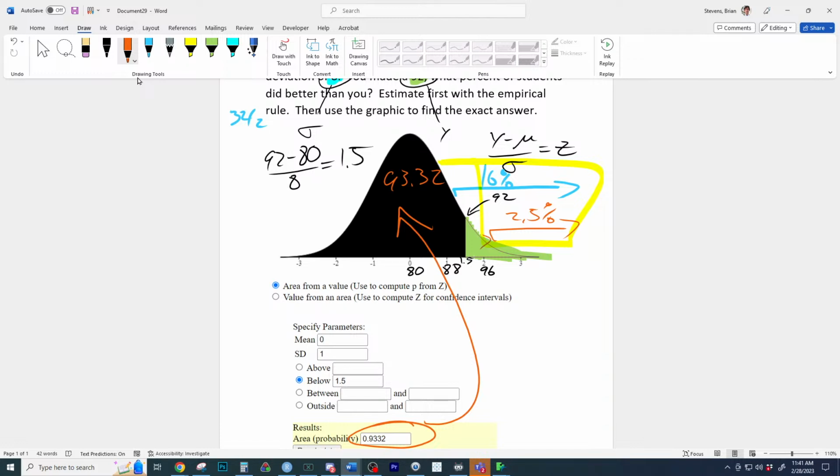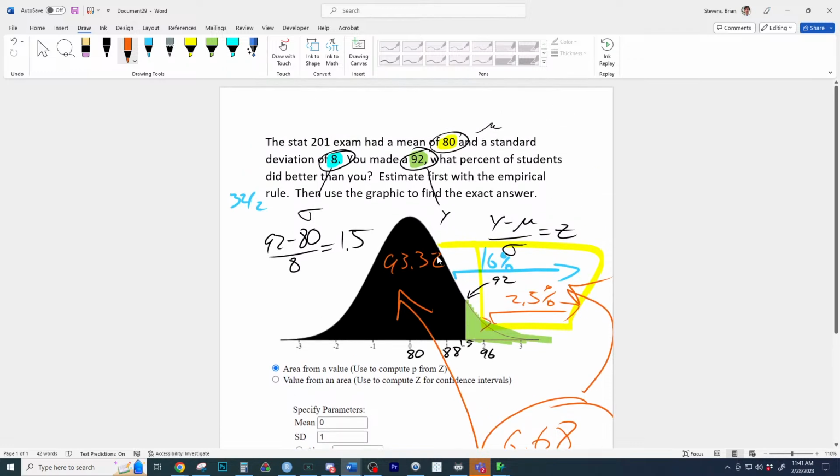And great job, Reed and Jesse, and great job, Tyler. So we were able to estimate it. The answer is 6.68, and that is between these numbers, which we said it would be. So for these sorts of questions, where the question says first do the empirical rule to take an estimate and then solve it using the applet picture below, we were able to get it.